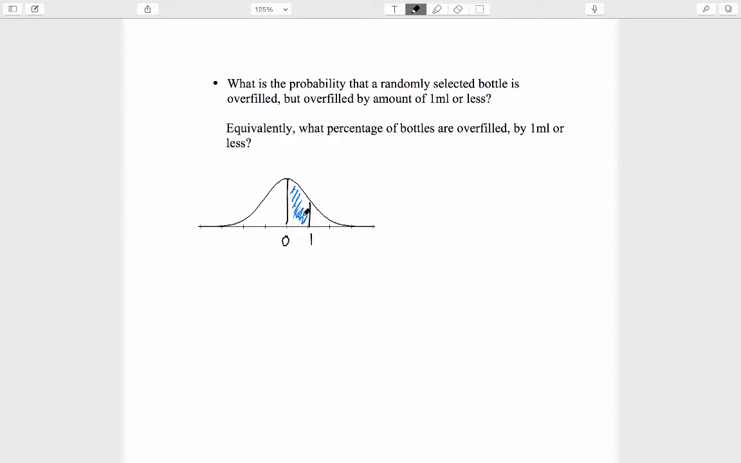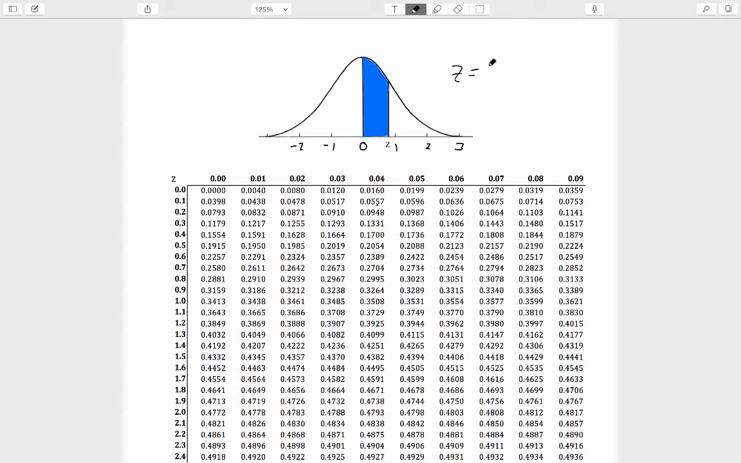We could have just asked the empirical rule about this. It would have told us 0.3413. But let's see how we get that from the table. Our z here is 1.0. We're inquiring about the region from 0 to 1.0.